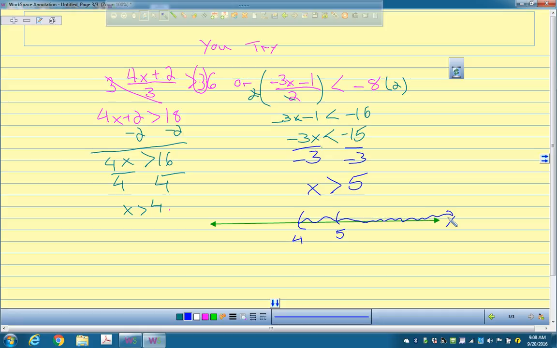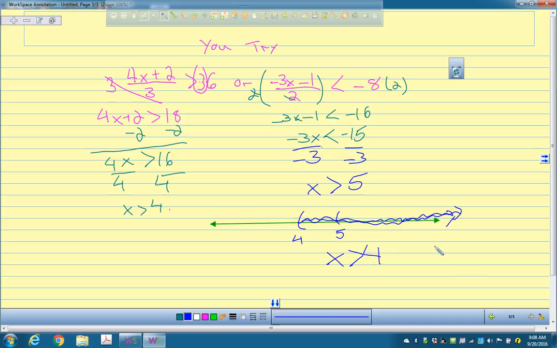So would 4.5 be a solution to that? Yes, it would be, right? 4.5, it's either greater than 4 or it's greater than 5. So would 4.1 be a solution to that? Yes. So you could graph it this way. It's just a line starting at 4 and going that way. And you could write the solution just as x is greater than 4.